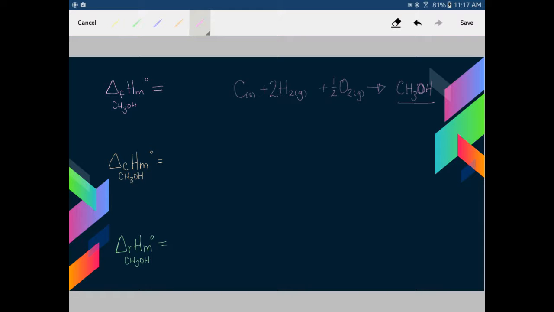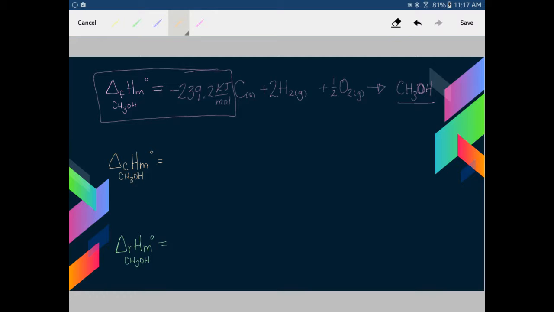What we see here is that the molar enthalpy of formation of methanol equals negative 239.2 kilojoules per mole. So there are 239.2 kilojoules of energy released, because it's a negative sign, it's exothermic, per mole of methanol created. So we see this value here for our formation reaction.